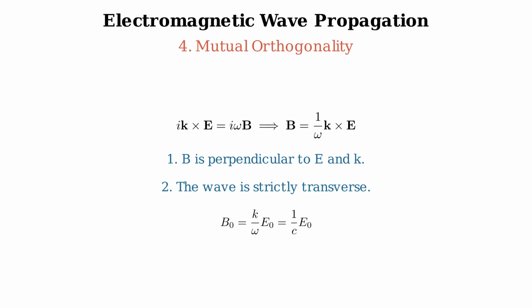This cross product tells us two crucial things. First, the magnetic field is perpendicular to both the electric field and the direction of propagation. The wave is strictly transverse. Second, the magnitude of B is simply the magnitude of E divided by c.